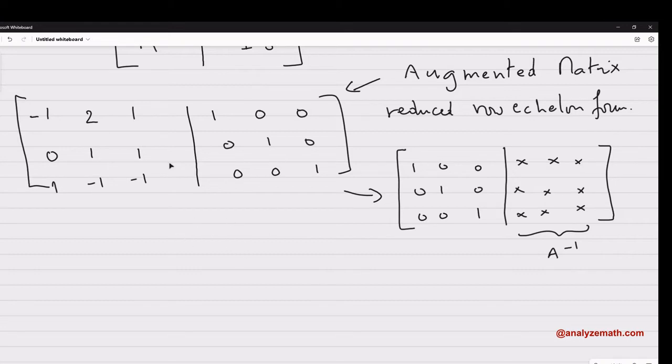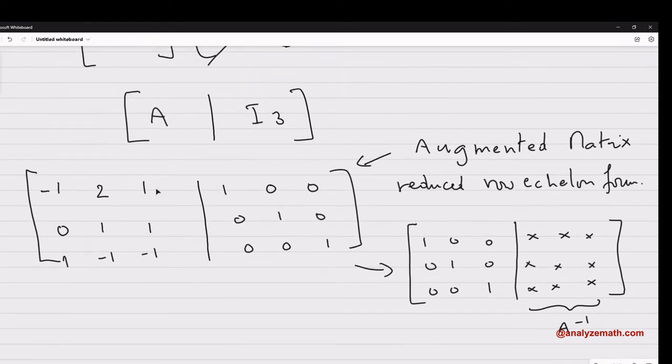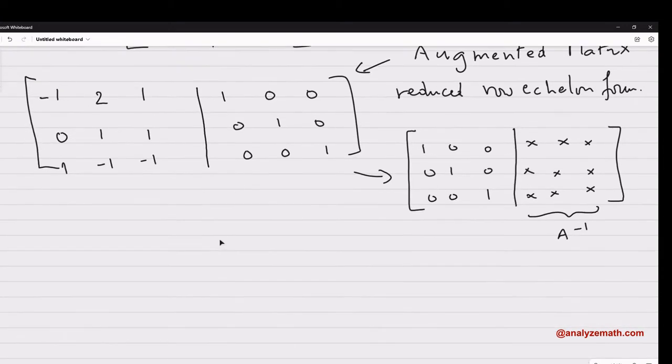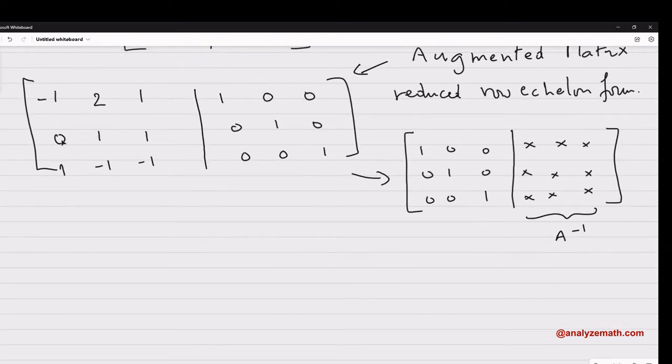Okay, good. So when I compare this with the target form, what do I need? I need 0 here, it's there. I need 0 here, and 0 here. Also, I need 0 here, and here, and here. Let's start with the zeros in the first vertical column. The 0 is already there. We need the 0 here. How can we do this? We add R3 with R1.